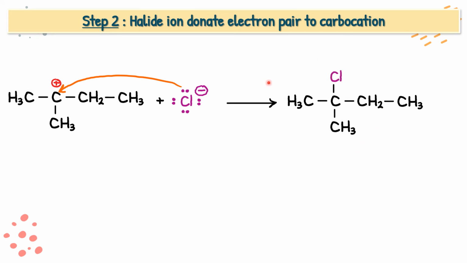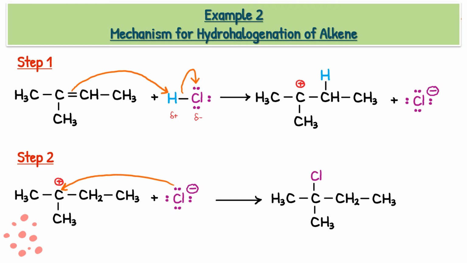Okay, so this is the step for the formation of our haloalkane for example 2. And this is how you represent your answer in exam. For example 2, the mechanism for hydrohalogenation of alkene.